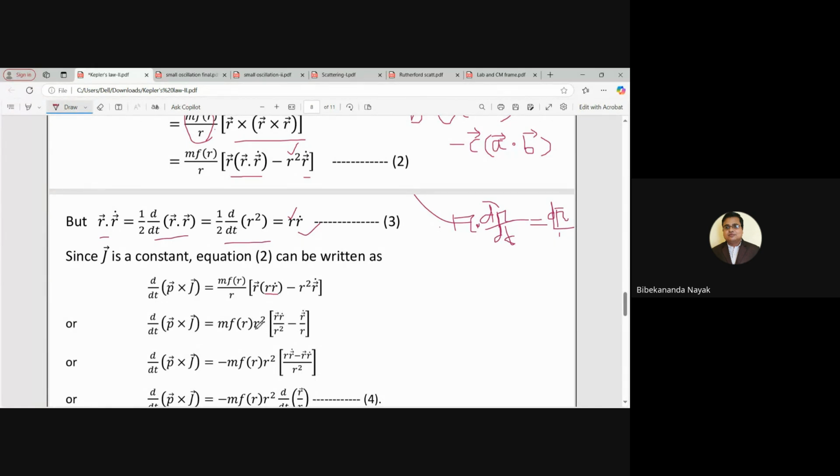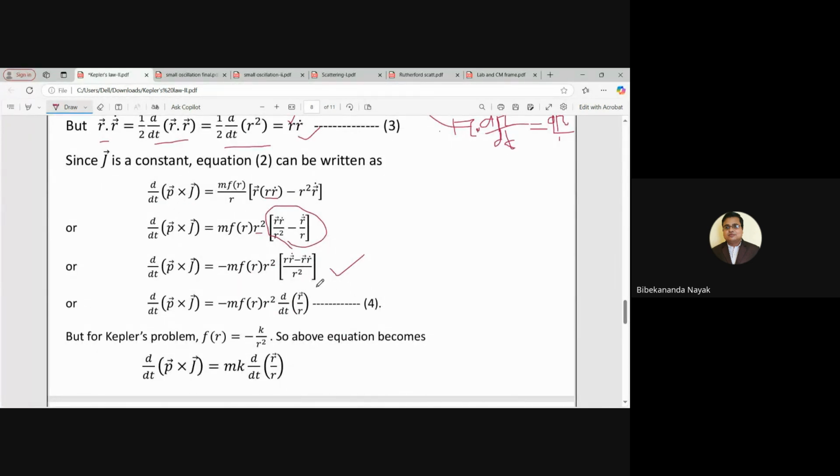Now I multiply by r square and divide by r square, so one r cancels. So we get r dot r vector by r square, minus r dot by r. Basically this term can be written like this, which is the derivative of a term, because the derivative of a by b is equal to (b derivative of a minus a derivative of b) by b square. So this term is the derivative of r vector by r. Again, here m is a constant.